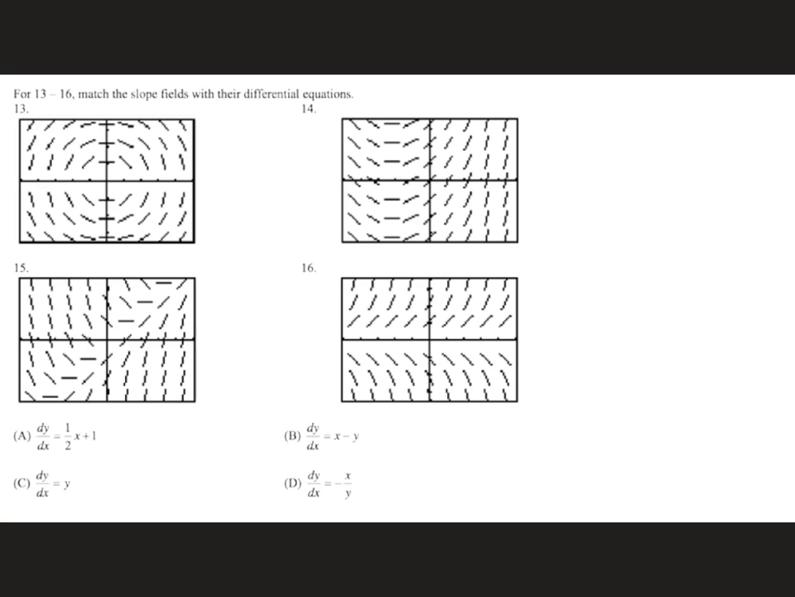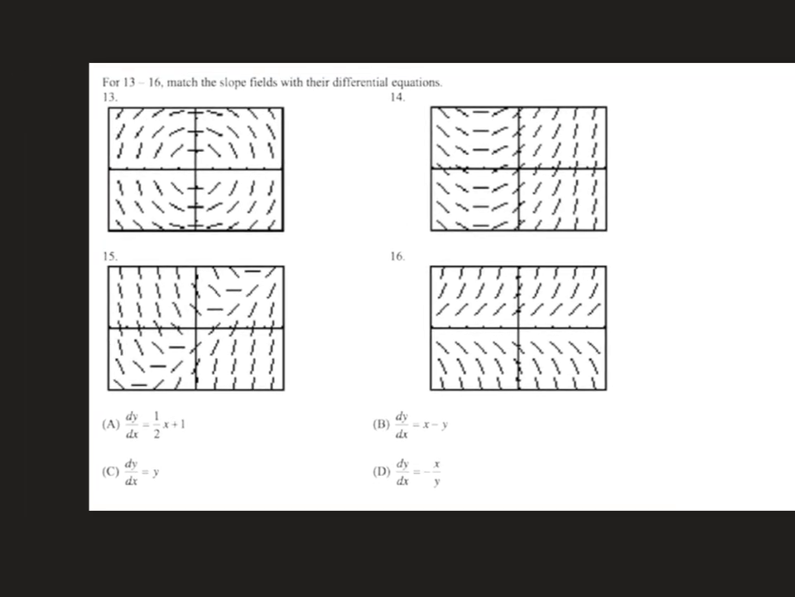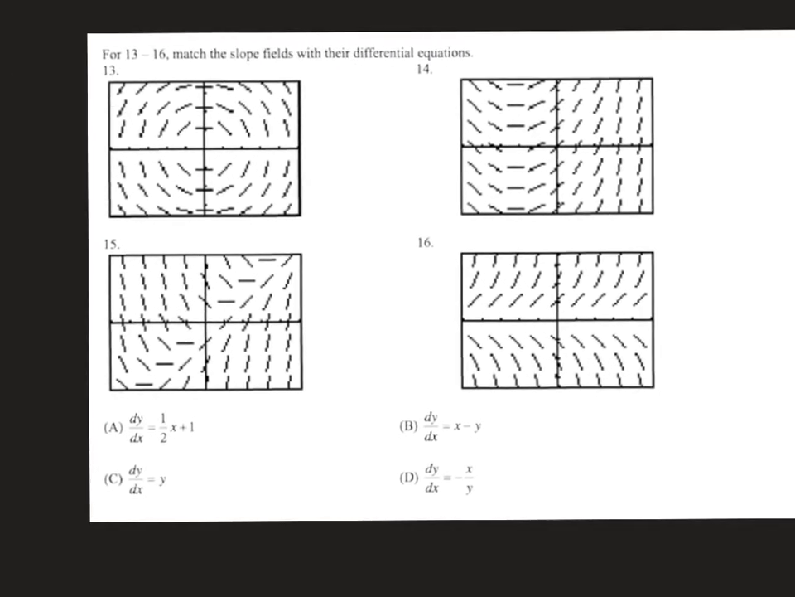Alright, so same idea, but this time, this is differential equations. So let's see. I'm going to start with, I feel like c is the easiest one. So c is dy/dx equals y. So whatever the y value is, that's what the slope is. So I need one where the y values are the same. So that looks like this. And then for a, it's dependent upon the x values. So all the x values are the same.